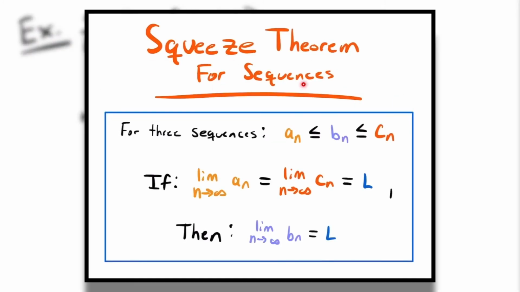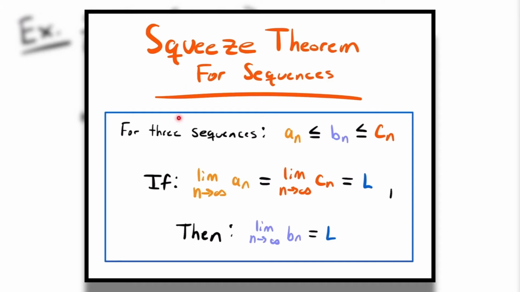And so the squeeze theorem for sequences says this: if we have three different sequences, a sub n, b sub n, and c sub n, where a sub n is less than or equal to b sub n, which is less than or equal to c sub n, meaning that this sequence b sub n, its terms are greater than or equal to the terms of this sequence, but less than or equal to the terms of this sequence, so it lies in between them, then if the limit as n approaches infinity of the first sequence, a sub n, is equal to the limit as n approaches infinity of c sub n, the last sequence, and both of those limits are equal to L, a limit that exists, then the limit as n approaches infinity of b sub n, our middle sequence, will also be equal to that same limit L.